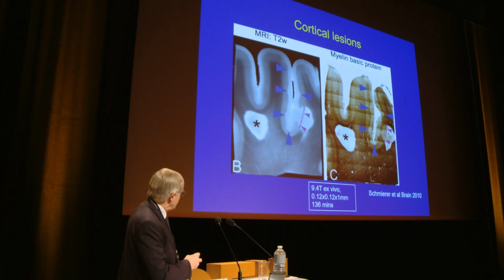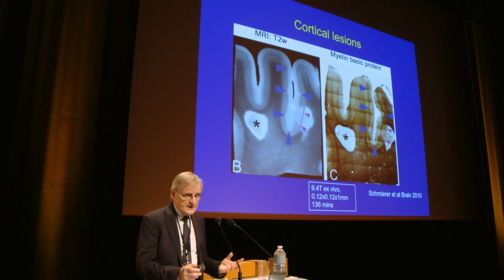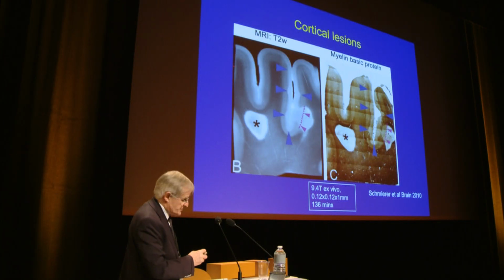This is an image at 9.4 Tesla ex vivo, 130 minutes, and a resolution that's quite unachievable in an in vivo study at 7 Tesla, or barely achievable, and certainly the amount of time that one would need to get this type of image isn't tolerable. So at present, the imaging of cortical lesions is still problematic, particularly the imaging of subpial lesions, which we think may be the most important ones in that they are related to meningeal inflammation, which in turn may be an important mechanism of progression of MS.